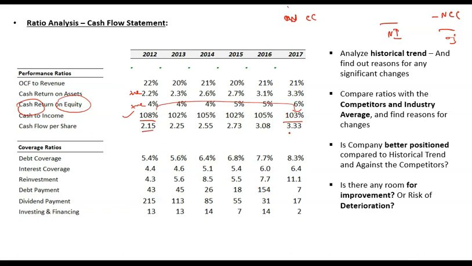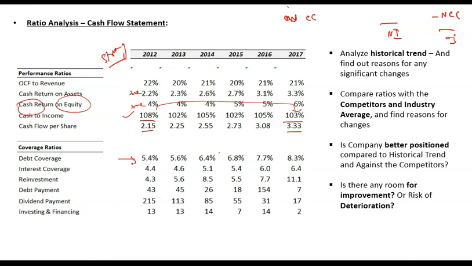Cash flow per share has significantly increased. That means there is more cash available to be returned to equity shareholders. So equity shareholders now have more cash per share available. So the company's value has clearly increased for those shareholders. So performance overall looks strong.